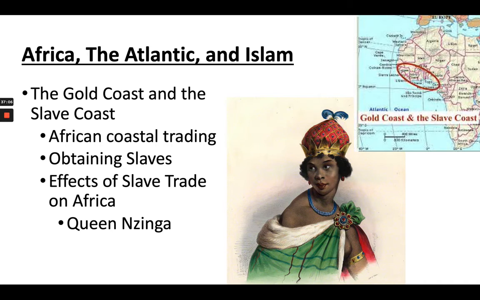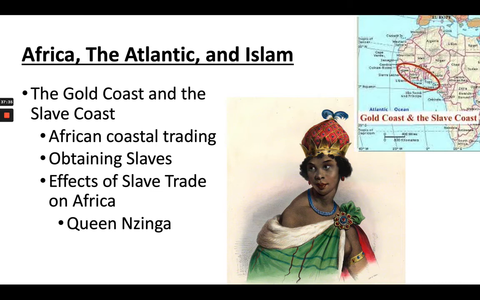So the increasing violence among African communities is a result of this desire to satisfy European demand for slaves, because they also want more European goods, right? So because Europeans want more slaves, they are willing to trade more goods to Africans. And because African kingdoms want those goods, they will attack more of their neighbors.